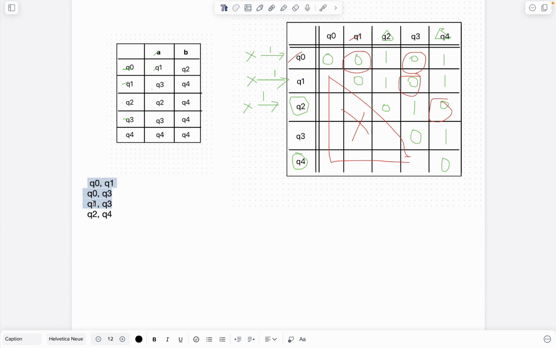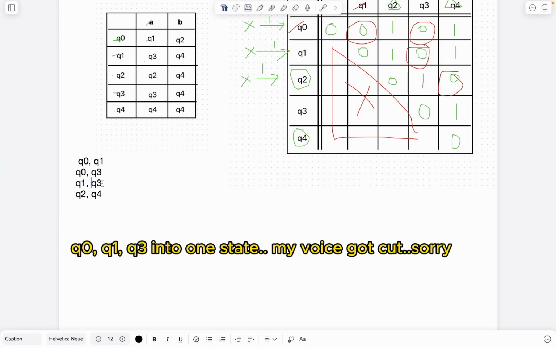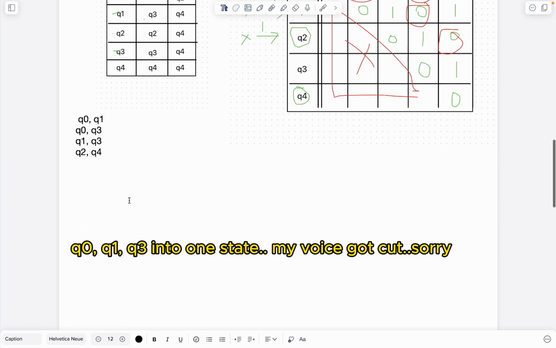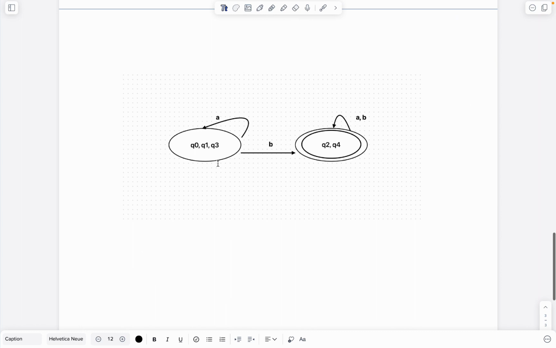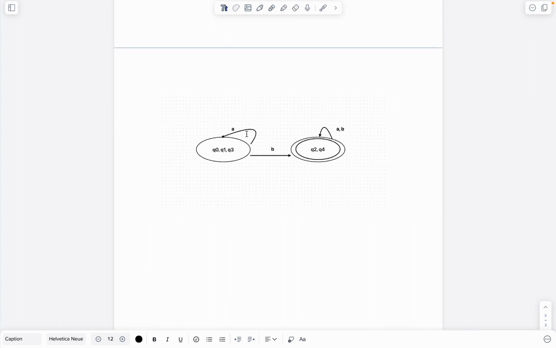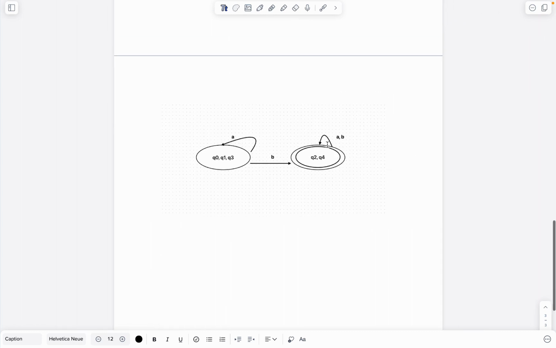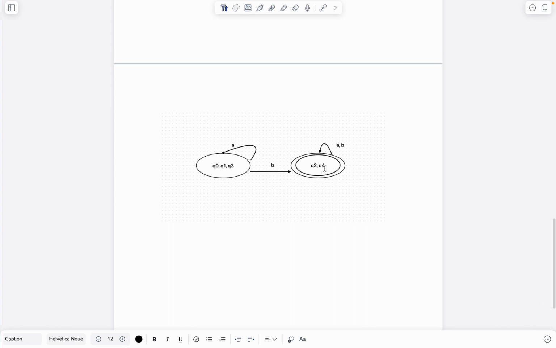If there was a connection between q3 and q2, or between q1 or q2 and then q2, q4, we would have merged everything. But here we are only merging q0, q1, q3 into one state and q2, q4 into one state. So if we draw a DFA for these merged states, we can see that q0, q1, q3 are in one state and q2, q4 are in one state.